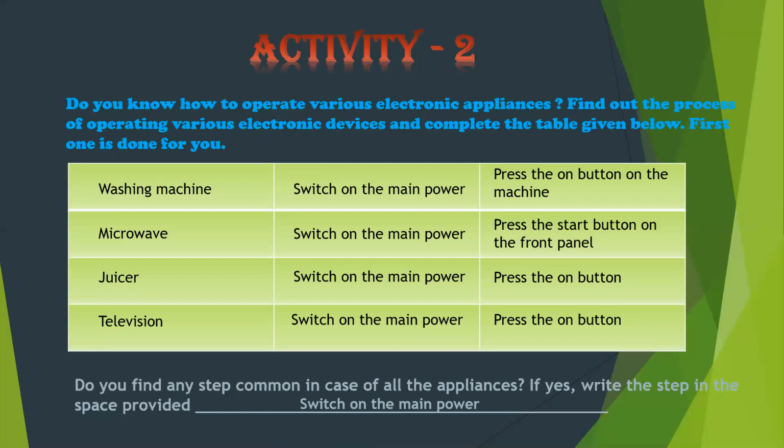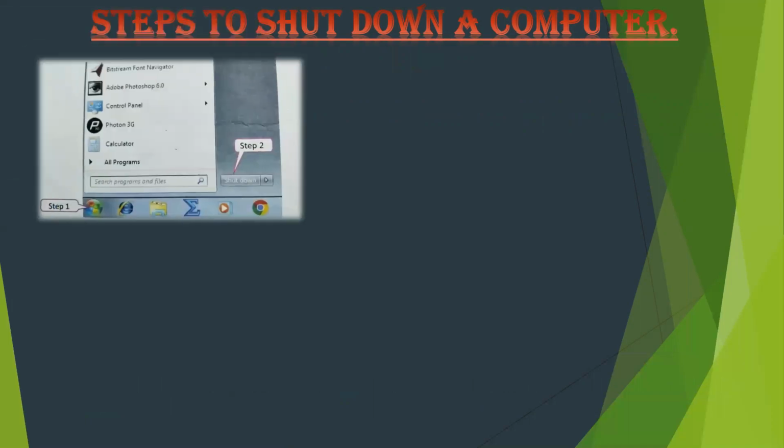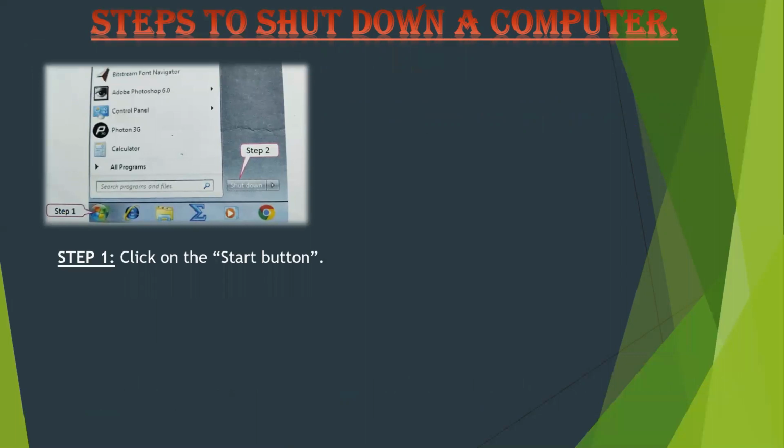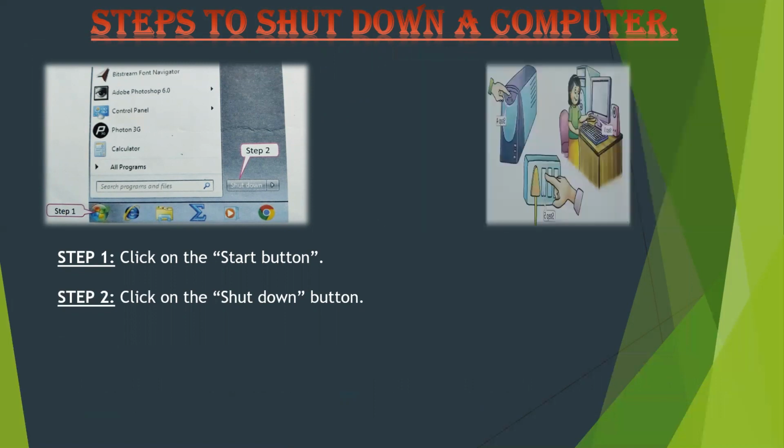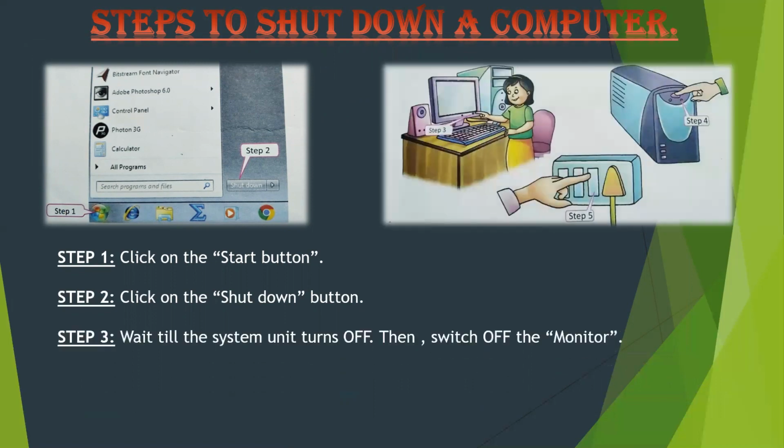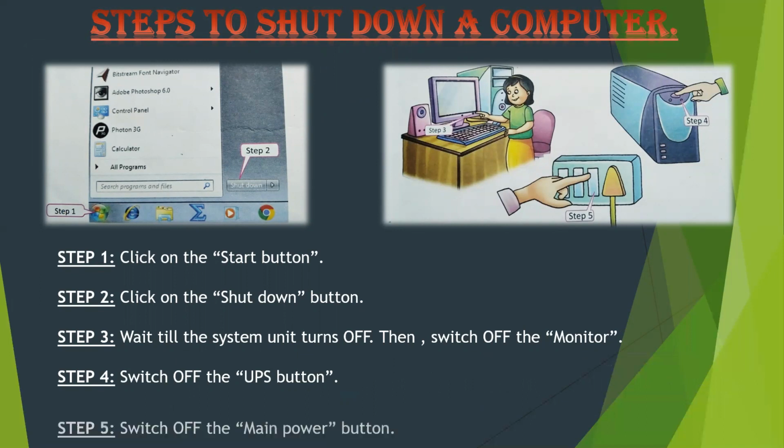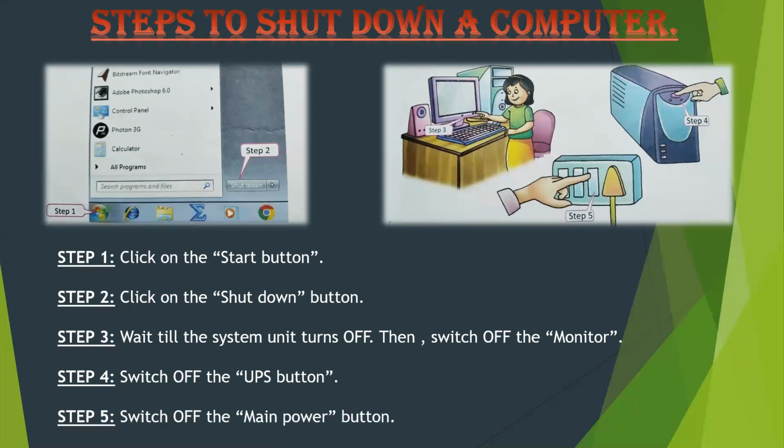After completing our work, we have to turn off the computer. In order to shut down the computer, we have to follow the steps. The first step is click on the start button as shown in the picture. The second step is click on the shutdown button. Then wait till the system turns off. Then you have to switch off the monitor. Then you have to switch off the UPS. Then finally, you have to switch off the main power supply. So we have to follow these steps to shut down the computer.